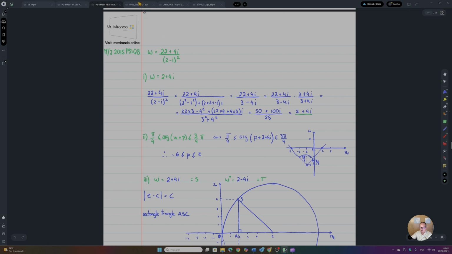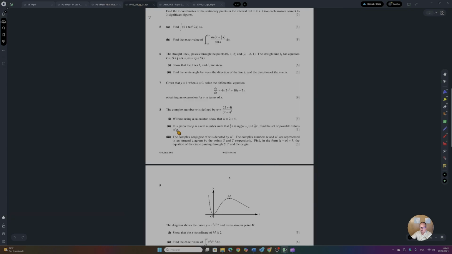Okay? Question 3. The complex conjugate of W is denoted by W star. The complex numbers W and W star are represented in an Argand diagram by the points S and T respectively. Find, in the form of modulus of Z minus A equals K, the equation of the circle passing through S, T, and the origin. It almost goes without noticing, but this point is important. It passes through the origin.